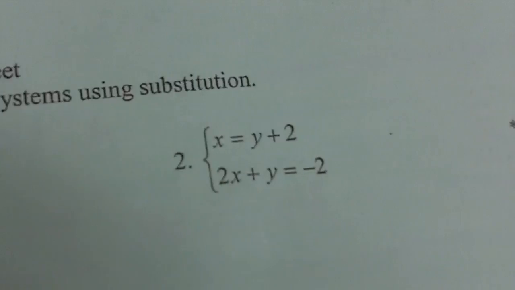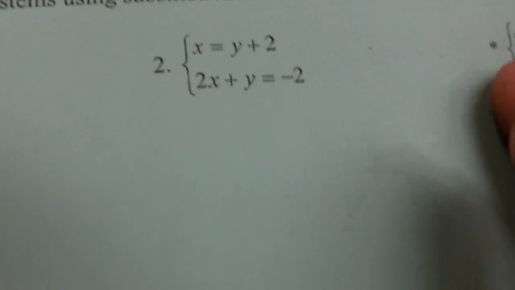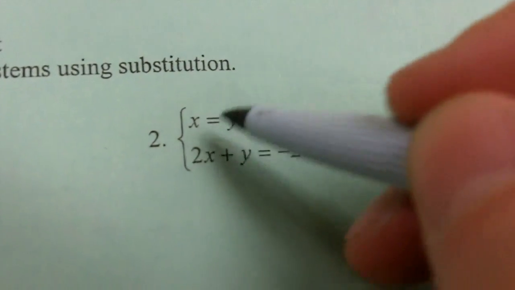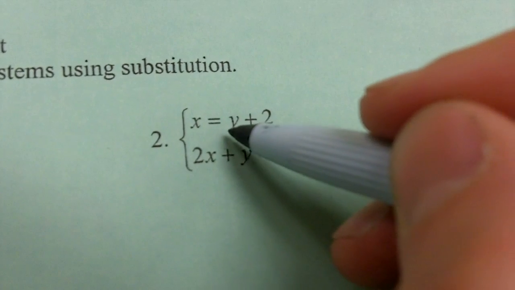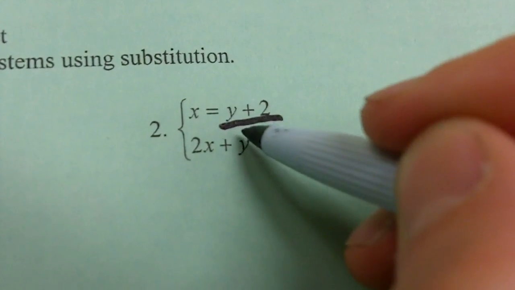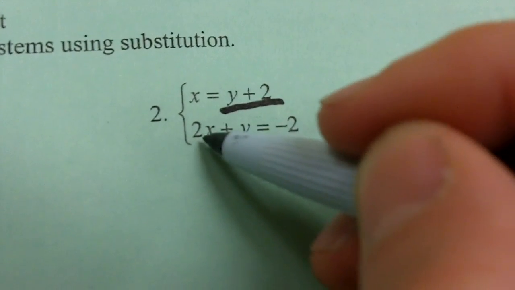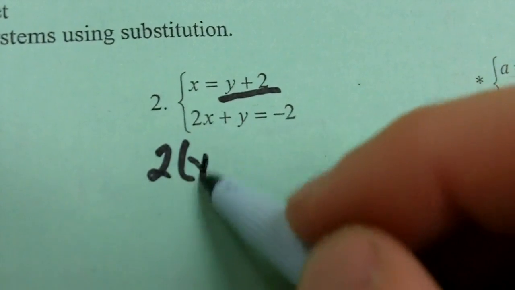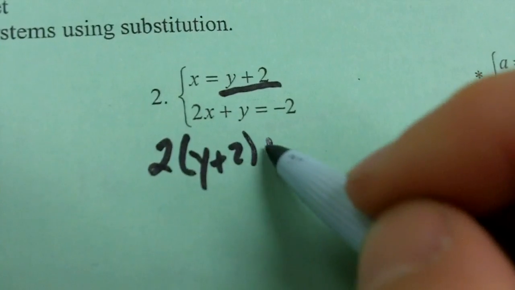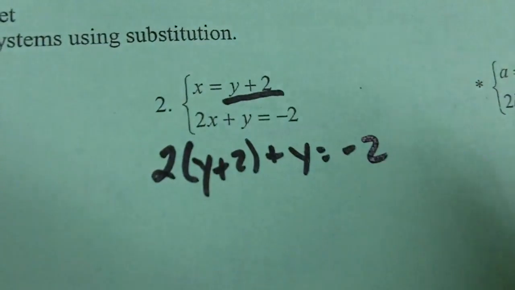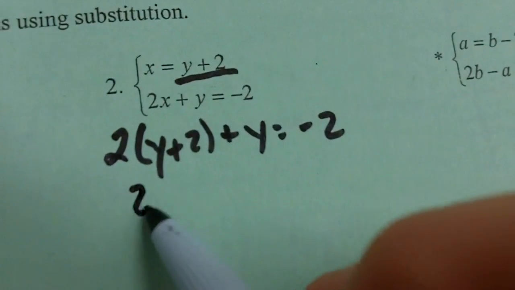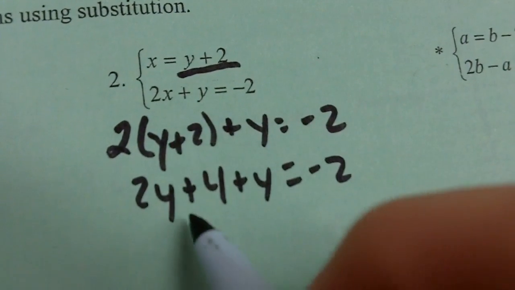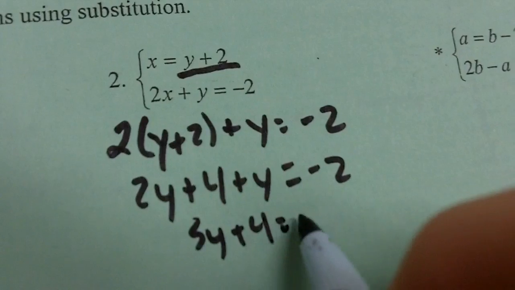Let's do number 2. x equals y plus 2, 2x plus y equals negative 2. First thing, check: is this variable by itself? Yes. Do I know what x is equal to? Yes, it's equal to y plus 2. So I'm going to go down here and plug it in for x. 2 times (y plus 2) plus y equals negative 2. Solve: 2y plus 4 plus y equals negative 2. 3y plus 4 equals negative 2.